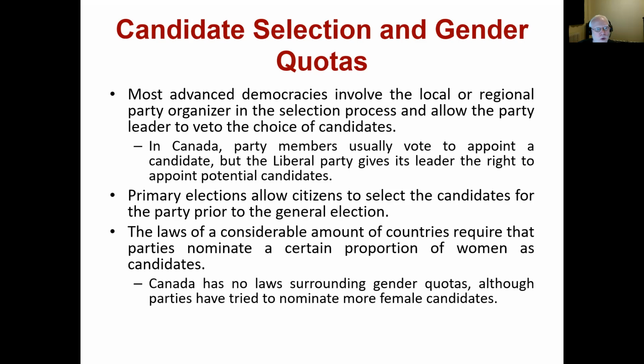And representation is important for many reasons. It's important in terms of the issues that come up. It's important psychologically and emotionally, for everyone to feel like they have equal access into the system. It's important for policy reasons.